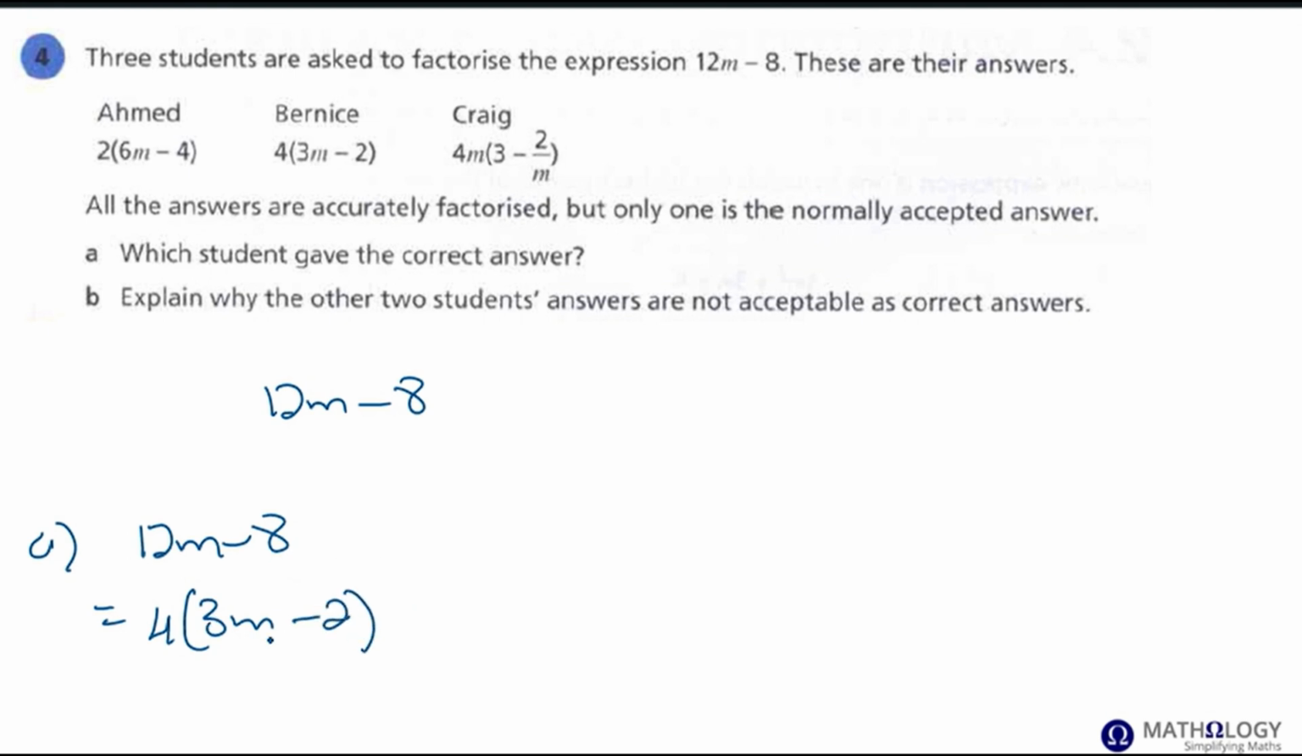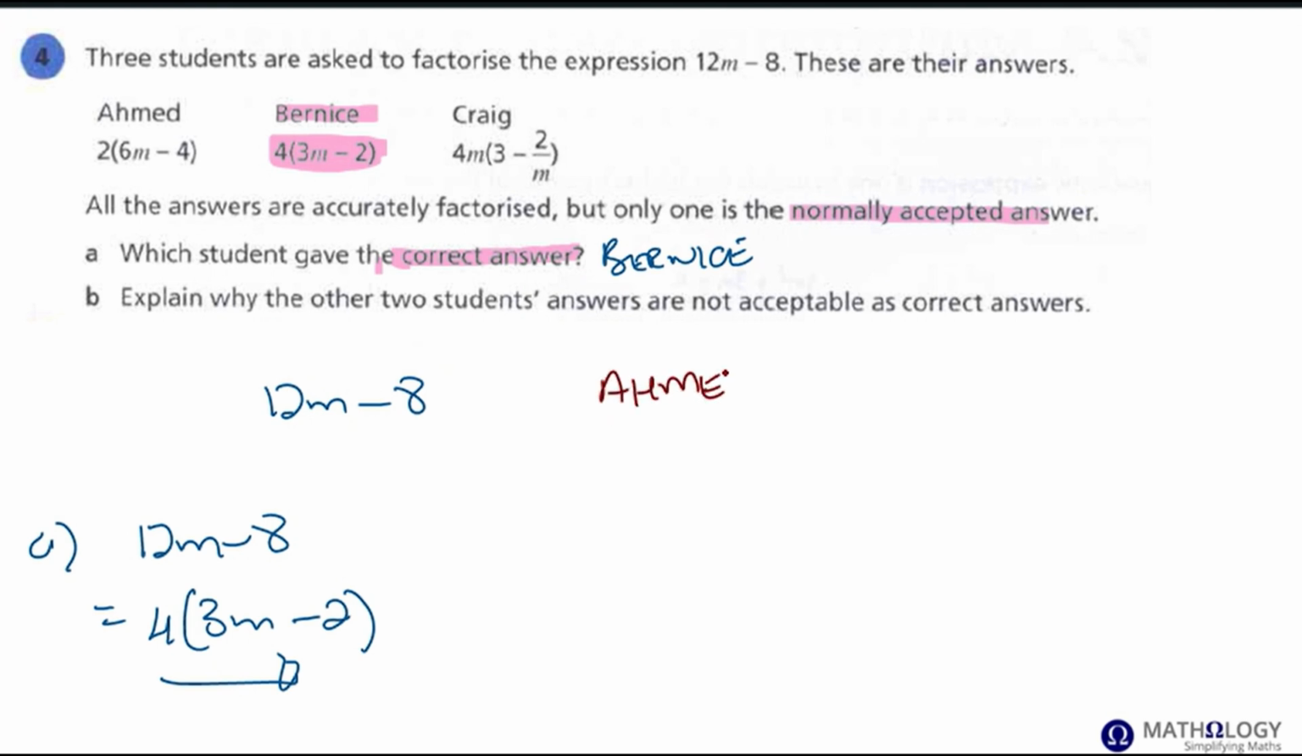Now, if we take our answer here and compare it to the 3 that we've been given, we can clearly see that our answer agrees with Bernice. So that would be the normally accepted answer. The correct answer will be Bernice. Now let's see why the other two students' answers are not acceptable.